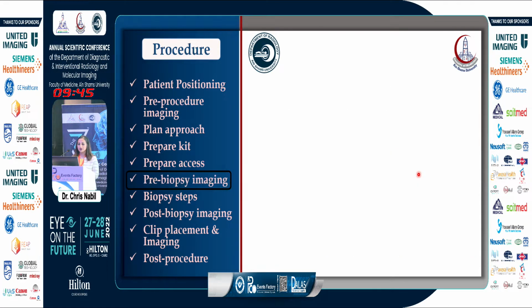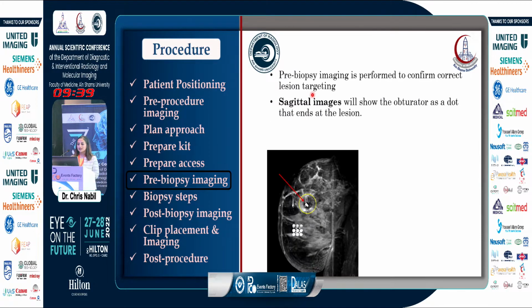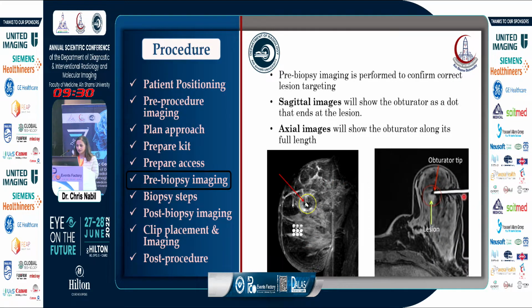And before starting the biopsy, we have to do some images to confirm that we have correctly targeted the lesion. The sagittal images will show the plastic obturator or the marker as a small dot that ends at the lesion, while the axial images will show the obturator along its whole length. It is this hypo-intense part, the tip of the obturator, while the hyper-intense line is the sheath itself.